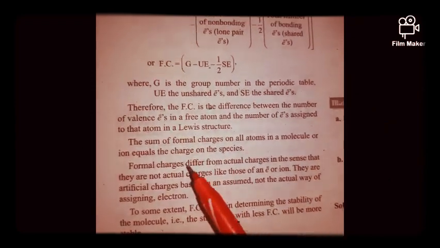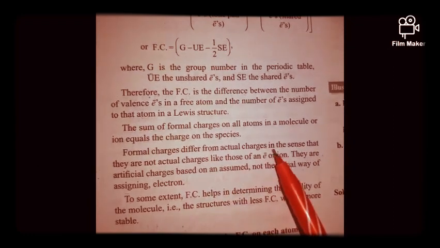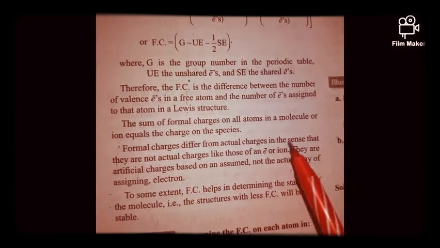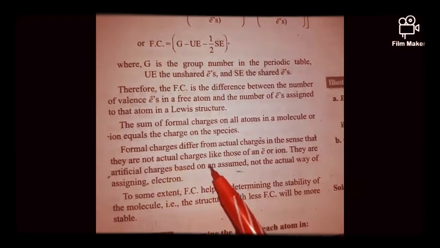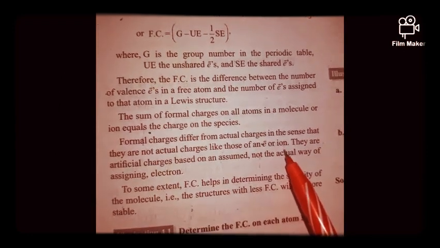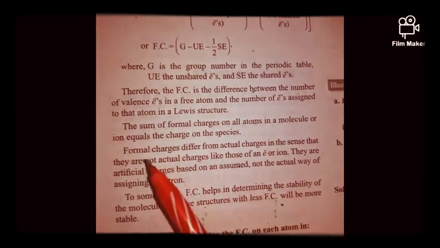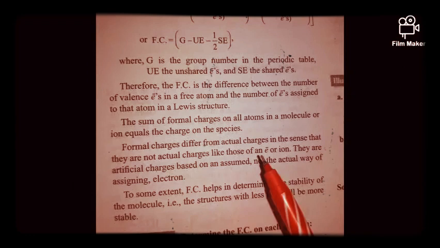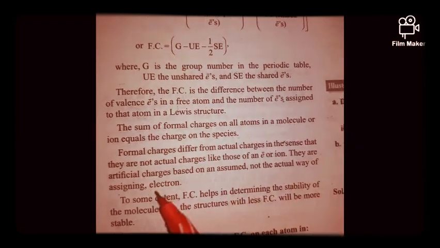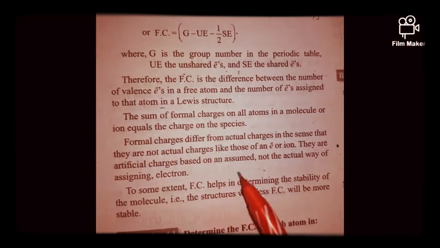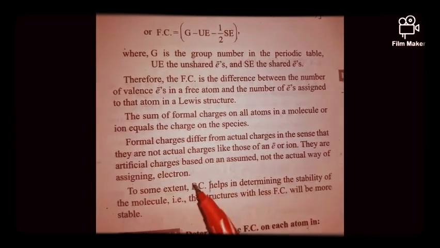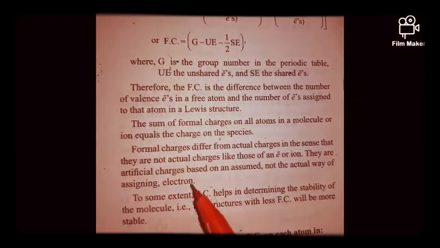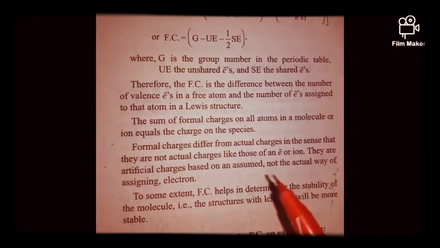Next, formal charge differs from actual charges in the sense that they are not actual charges like those of an electron or ion. What we have to understand here is that formal charges differ from the actual charges. They are artificial charges based on an assumed, not the actual, way of assigning electrons. So formal charges can also be called artificial charges because they are used based on assumption.